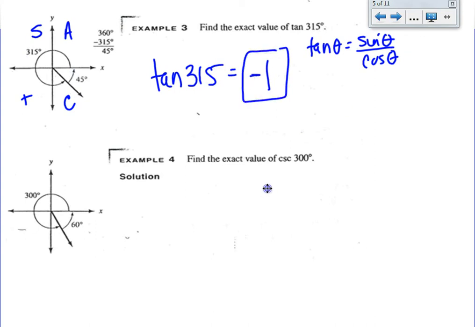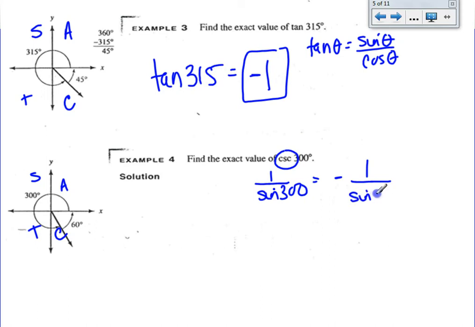Okay, our fourth example. This time we want cosecant of 300, so they've taken the liberty of drawing it for us. And we have to remember, cosecant is the buddy of sine. So it's going to be the reciprocal of the sine of 300. Now they already told us by the picture that the reference angle is 60, and I have to remember that all students take calculus, which means any sine or cosecant function would be a negative value. So I'm going to go ahead and write down the negative.